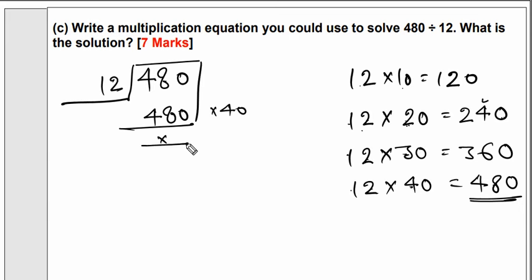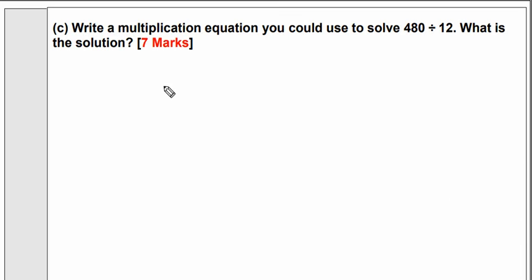So there is nothing remaining now. That is our answer. So 40 is your answer. Now let me write one more question and see if you can solve that. If I use 480 divide 4, try this and see if you can get the answer.